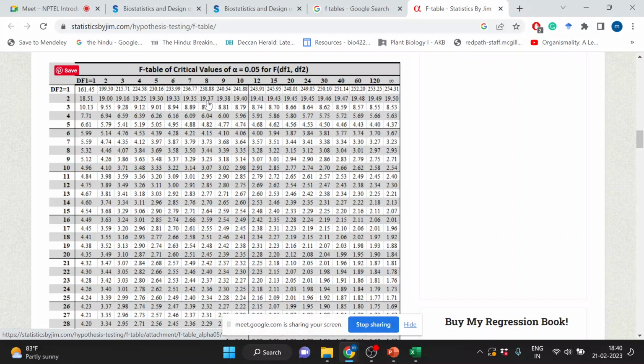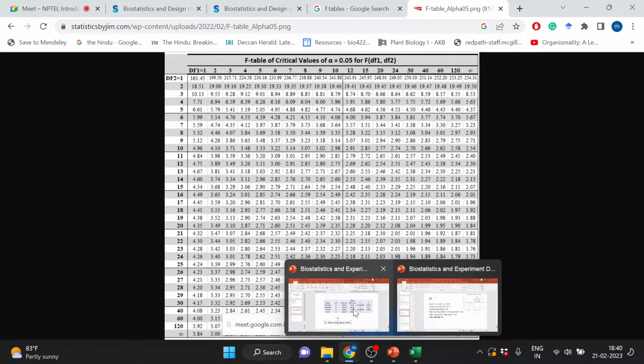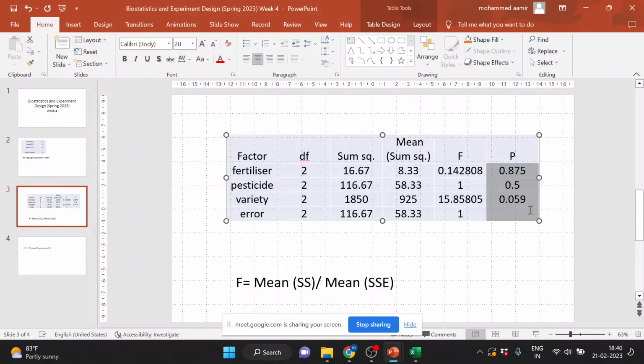Sir, it is 19.37. Yeah, so that's the F critical. Our F value has to be greater than that for it to be significant. It's not, so it's not significant. It's slightly insignificant. The question never asked me to calculate the p value exactly. It just asked me to say which of these were significant or not. Actually, none of these are.